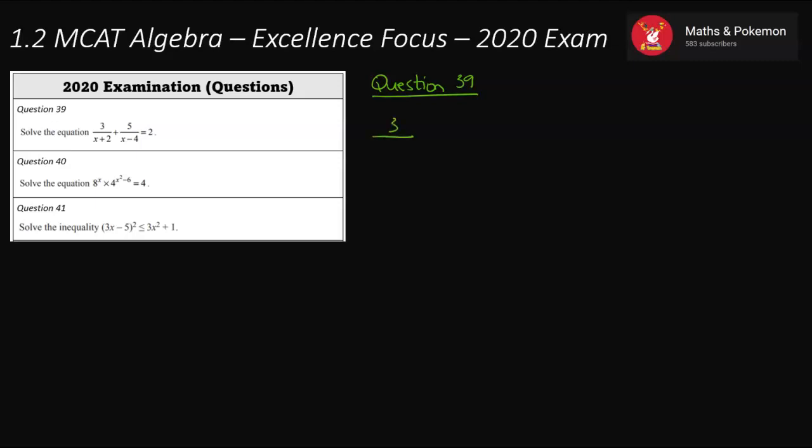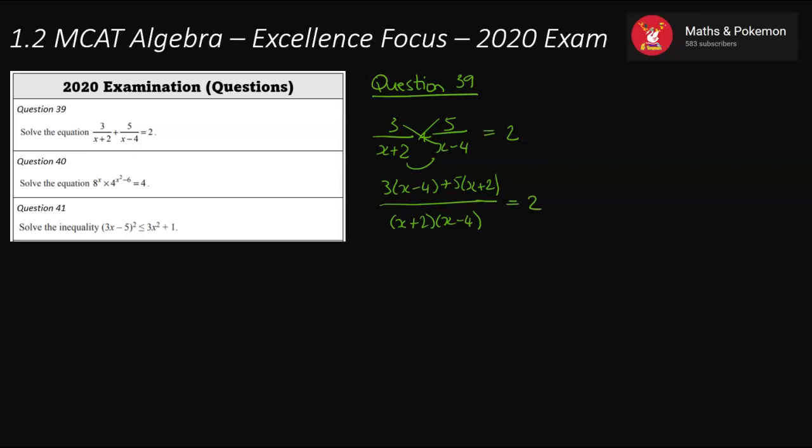So we've got 3 over x plus 2. There's my first fraction. Plus 5 over x minus 4. There's my second fraction. When is that equal to 2? So two fractions adding together, we do bottom times bottom. So it's going to be x plus 2, x minus 4. I then cross multiply, so it's going to be 3 times x minus 4, and then the other way around as well, plus 5 times x plus 2. And we've been asked, when is that equal to 2?